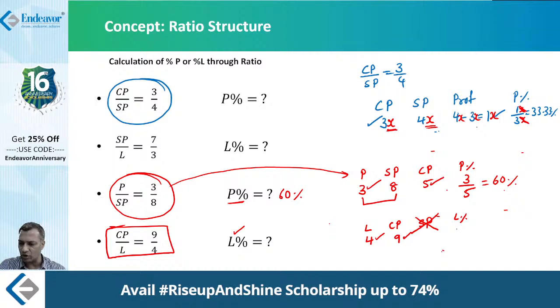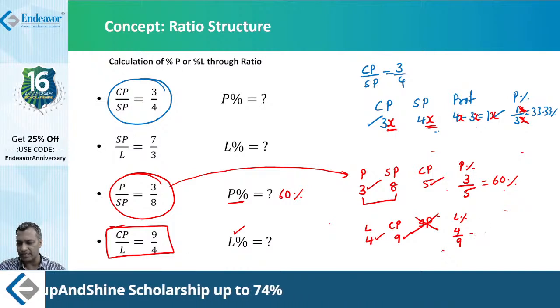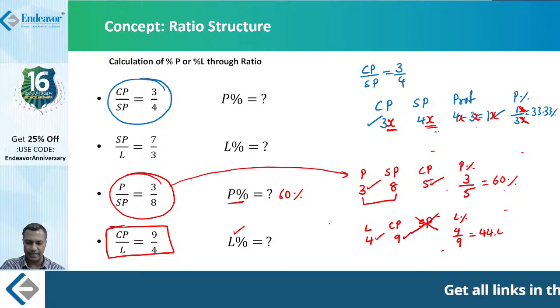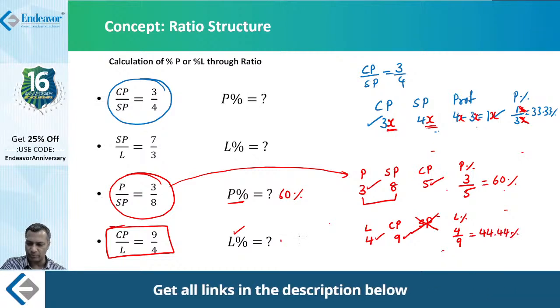Loss divided by cost price, that is 4 divided by 9. 1 divided by 9 is 11.11%. Therefore, you may say that this is 44.44 percentage, right? Something like that. So that's the point out here. All right, I'm sure already all of you are getting the perspective on this. Okay, yeah, let's now go to the word-based problem.